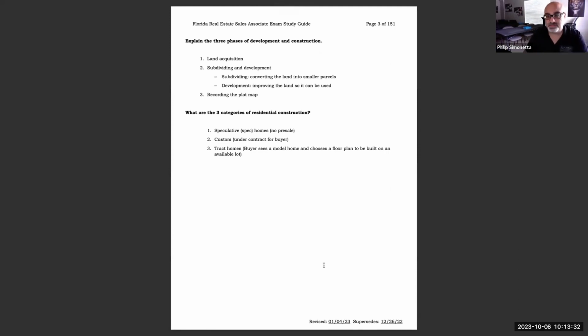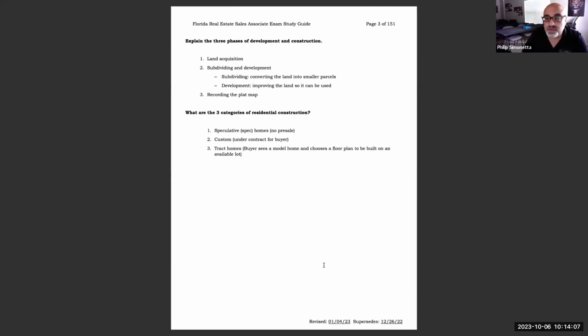Okay, that's what you need to know for this section. So the other thing you need to know is how to explain the 3 phases of development and construction. You have 3 steps. You have land acquisition. That's when you gather the land, buy the land. Subdividing and development. Subdividing is converting the land into smaller parcels, and development is improving the land so it can be used. And then number 3, you have recording the plat map. That's what needs to be done in the 3 phases of development and construction.